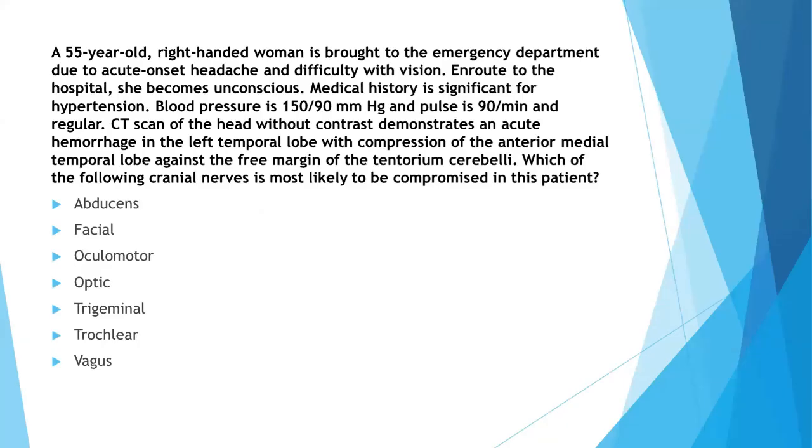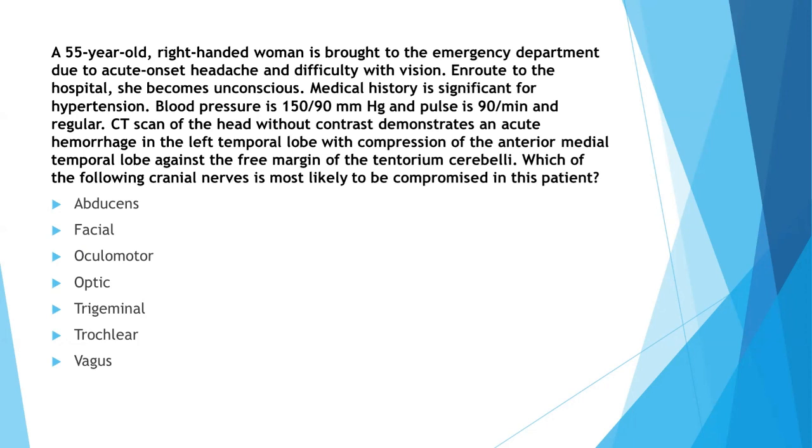So here we have: which of the following cranial nerves is most likely to be compromised in this patient? A 55-year-old right-handed woman is brought to the emergency department due to acute onset headache and difficulty with vision. En route to the hospital, she becomes unconscious. Medical history is significant for hypertension. Blood pressure is 150 upon 90 millimeter of mercury and pulse is 90 per minute and regular. CT scan of the head without contrast demonstrates an acute hemorrhage in the left temporal lobe with compression of the anterior medial temporal lobe against the free margin of the tentorium cerebelli.